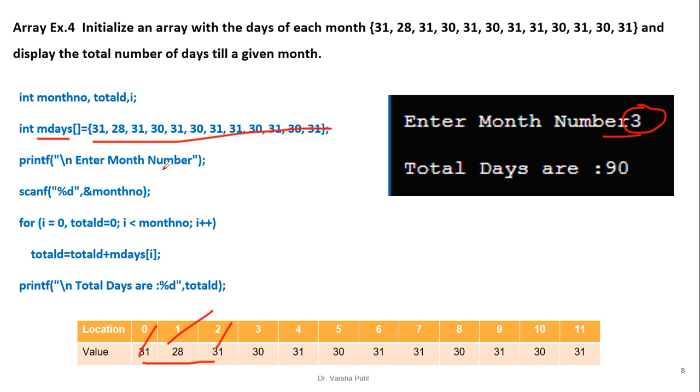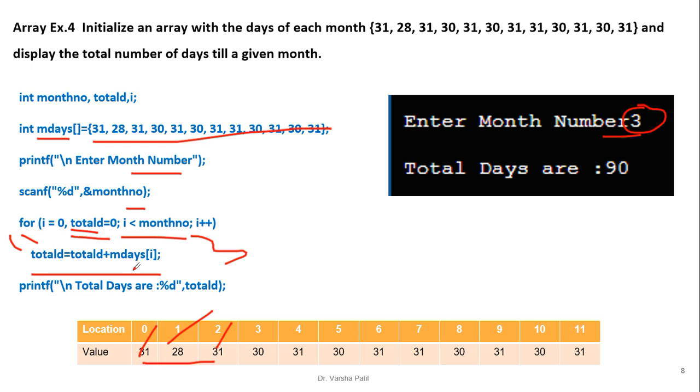We initialize all array elements, then enter the month number. For i equal to 0, i less than month number, because if the month is 3, we require to go up to 0, 1, 2, i plus plus, and totalD is equal to 0. totalD is equal to totalD plus mdays[i], and here it is initialized to 0. As it iterates the loop, there is only one statement, so there is no need to give opening and closing brackets for the for loop also.